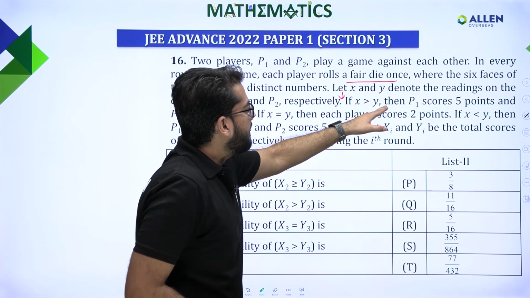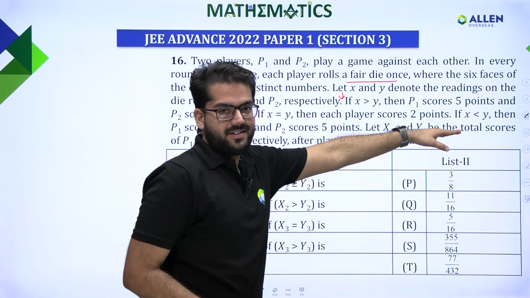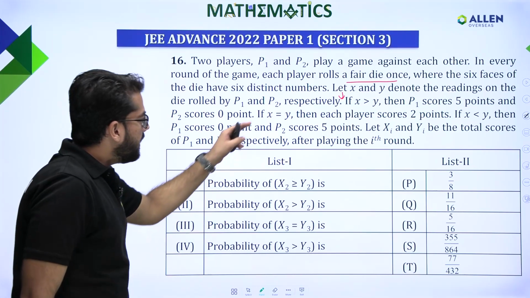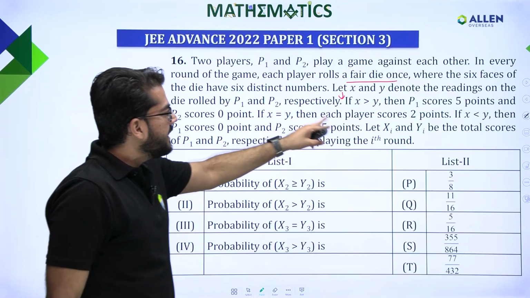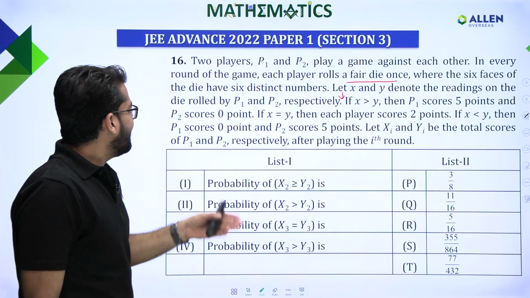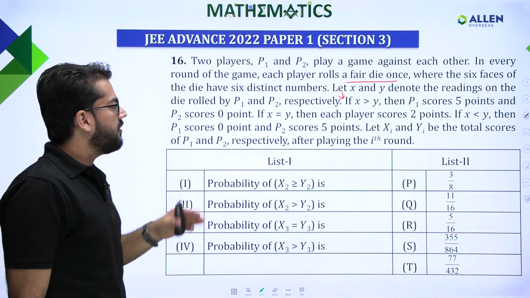If X is greater than Y, then P1 scores 5 points, right? This is the important thing, and P2 scores 0 points. If X and Y are equal, then each player scores 2 points. If X is less than Y, then P1 scores 0 points and P2 scores 5 points.